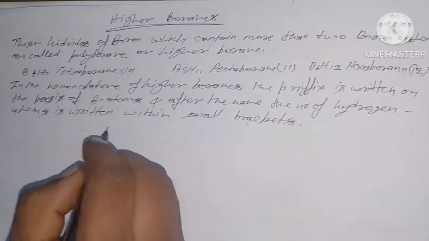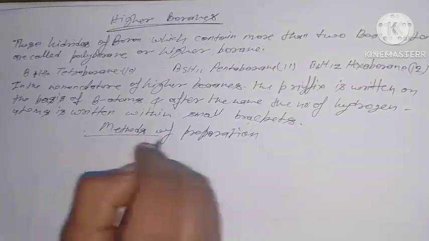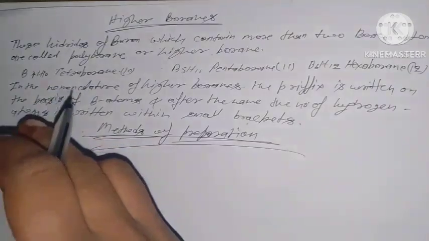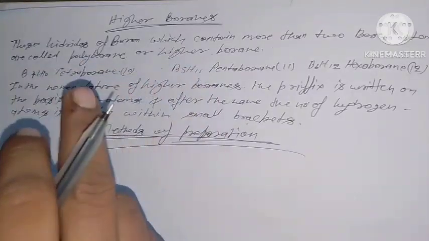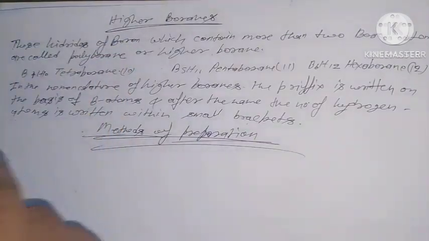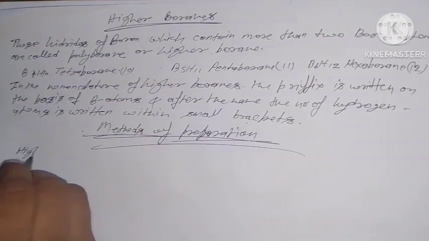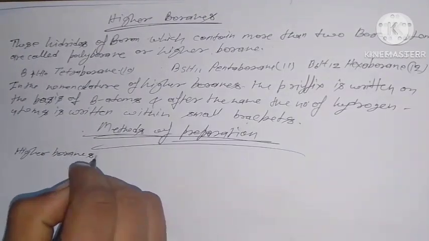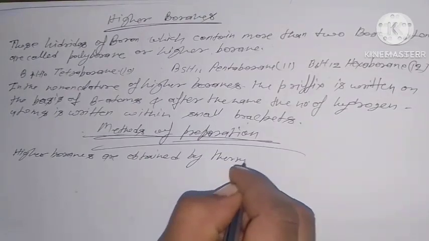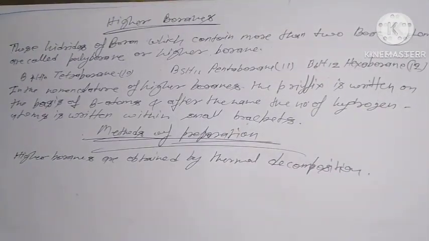Methods of preparation. Higher boranes are obtained by thermal decomposition. All boranes undergo complex reversible reactions at 100 to 250 degrees Celsius.